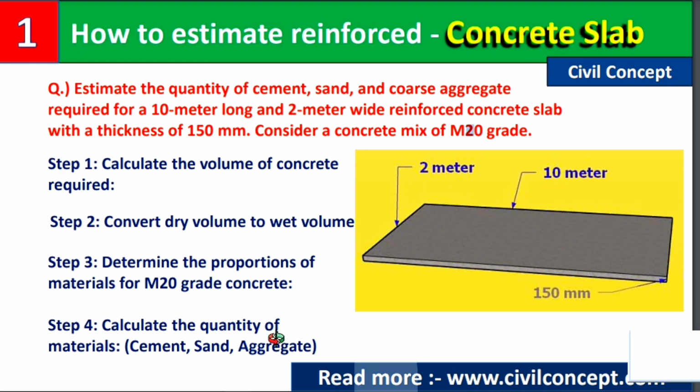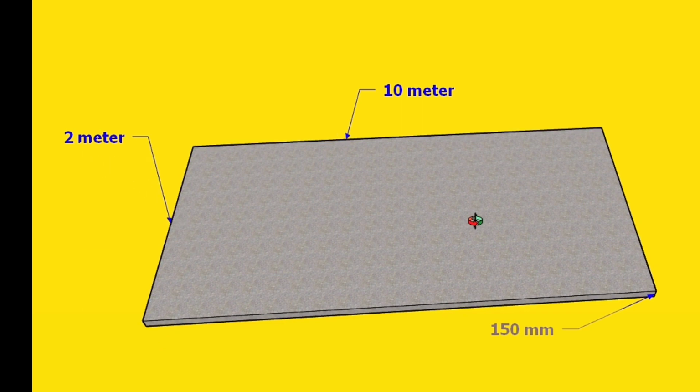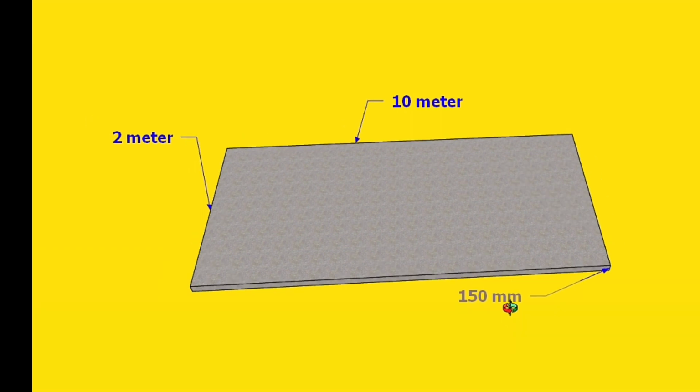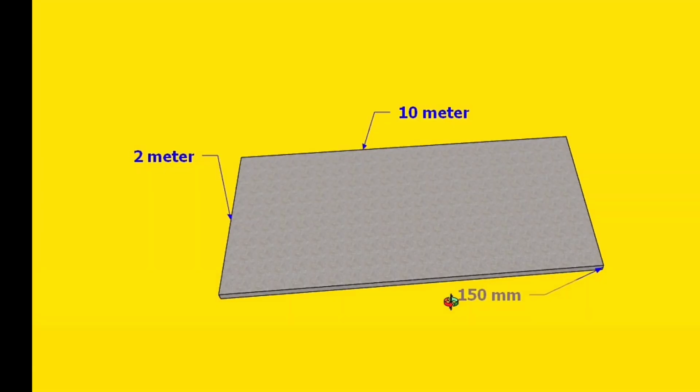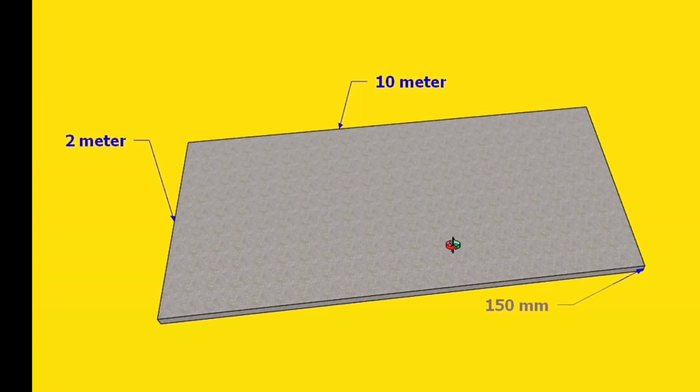Okay, so you can see in this picture here, this is a slab and its width is 2 meter, length is 10 meter and thickness is 150 mm. Okay, so we will calculate the aggregate, sand and cement required to construct this slab. Okay, so let's start our video.